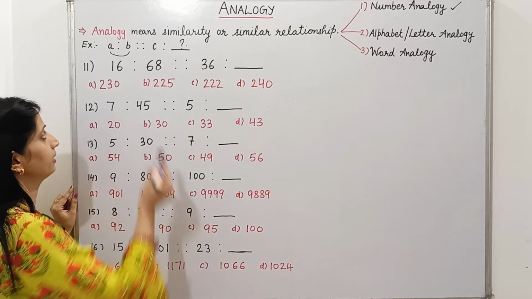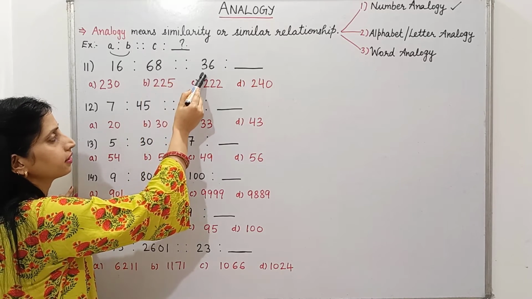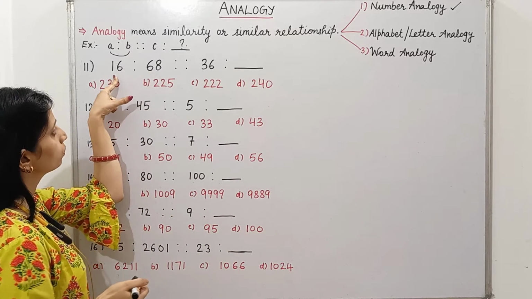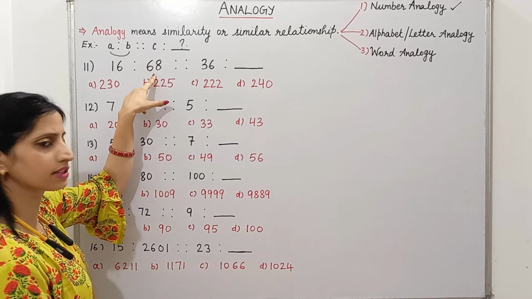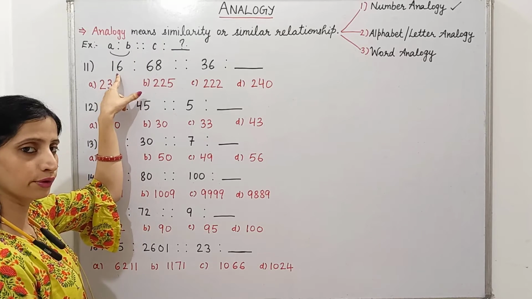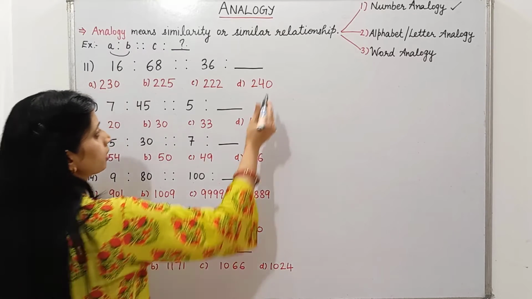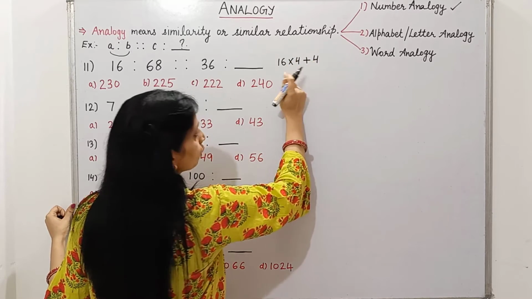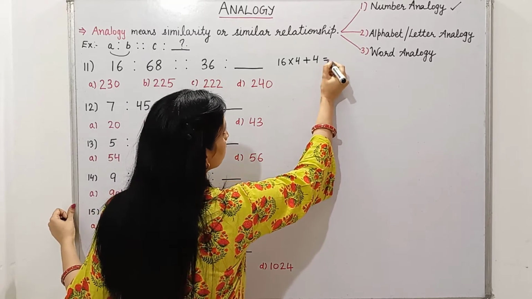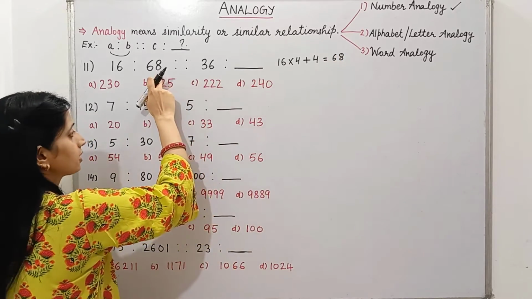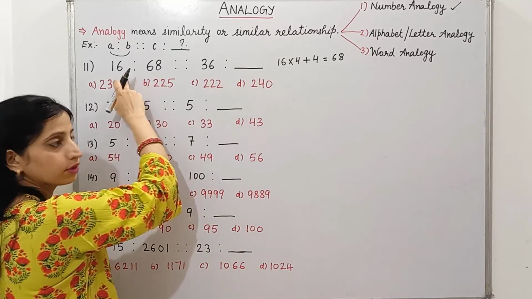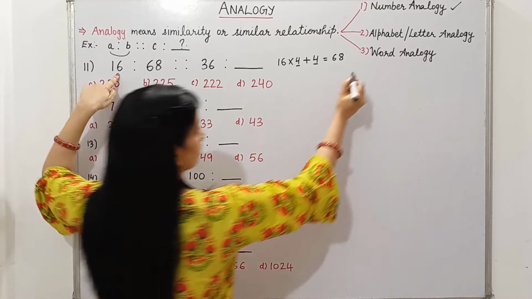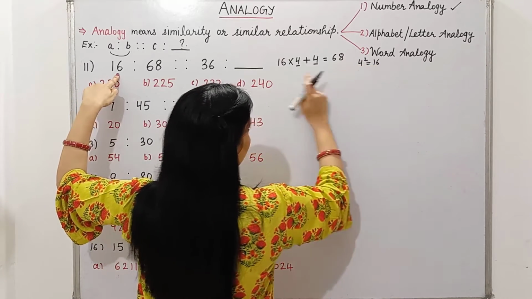Now our next question is 16 is to 68. 36 is to dash. Now let's see the relationship between these two. So we can see that we can get 68 by multiplying 16 by 4 and then adding 4. So 16 multiplied by 4 plus 4. 16 4s are 64. 64 plus 4 is 68. So we are getting the second term 68 by multiplying the first term by 4 and then adding 4. Okay. So 4 square is 16. So that's why we are multiplying by 4.